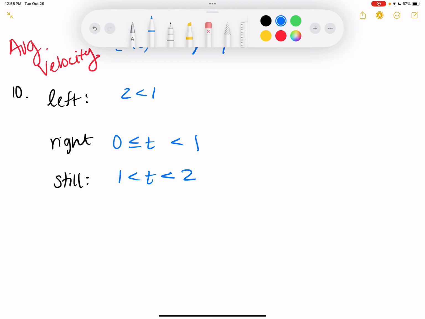So 2 is less than t, less than 3. 3 to 5 was still, so 3 is less than t, less than 5. And finally, 5 to 6 was left. So 5 is less than t. 6 is an endpoint, so less than or equal to 6.